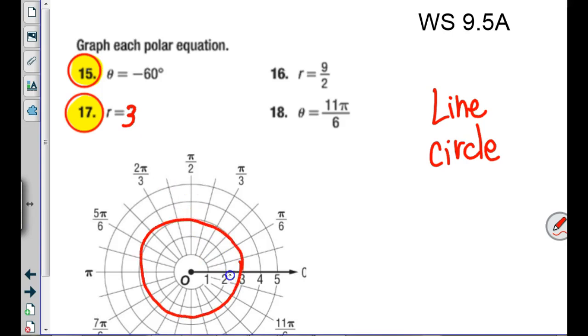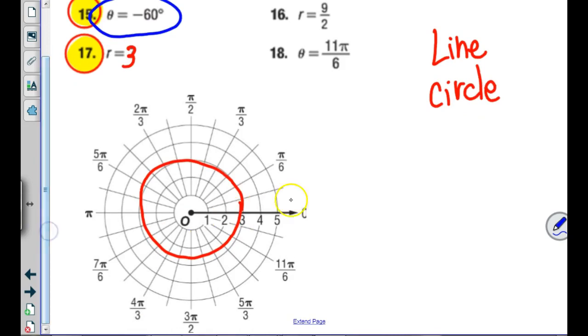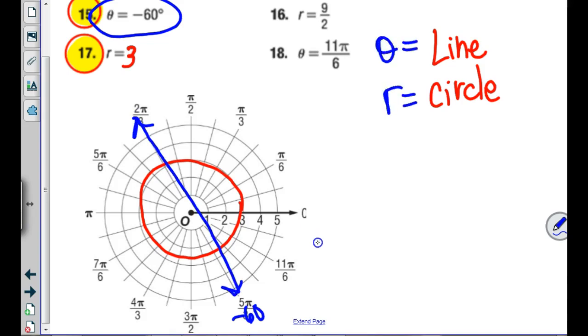If it said theta equals negative 60, well, it's this line, and it would just be a line, right? So what you have to know is that theta equals is a line, R equals is a circle. And then you just have to look at the graph. What is the radius or the angle?